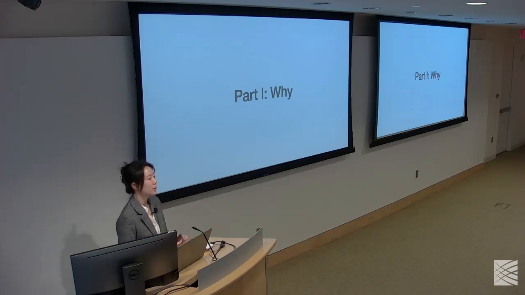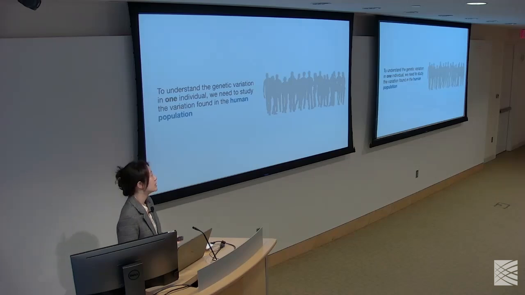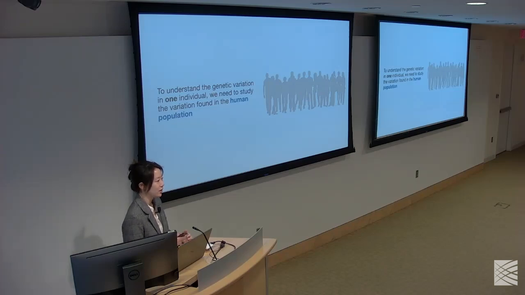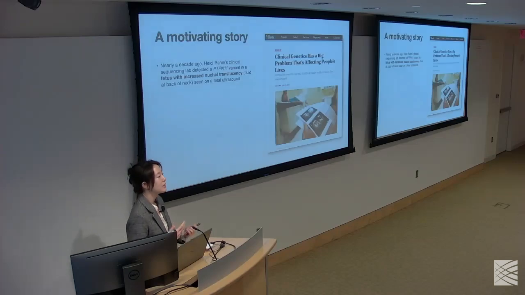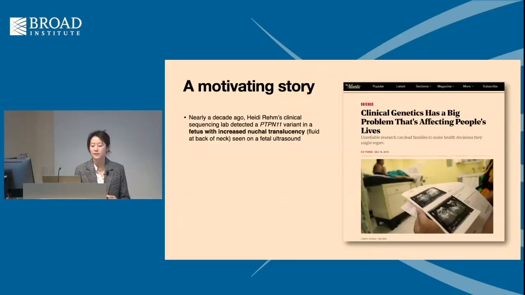So moving into part 1, or why. To understand the variation within a single individual, you really need to understand how frequently that variation occurs across the human population. And to put this guiding principle into context, there's a really motivating story for why we created the Genome Aggregation Database. So nearly a decade ago, Heidi's lab detected a variant in PTPN11 in a fetus with increased nuchal translucency.